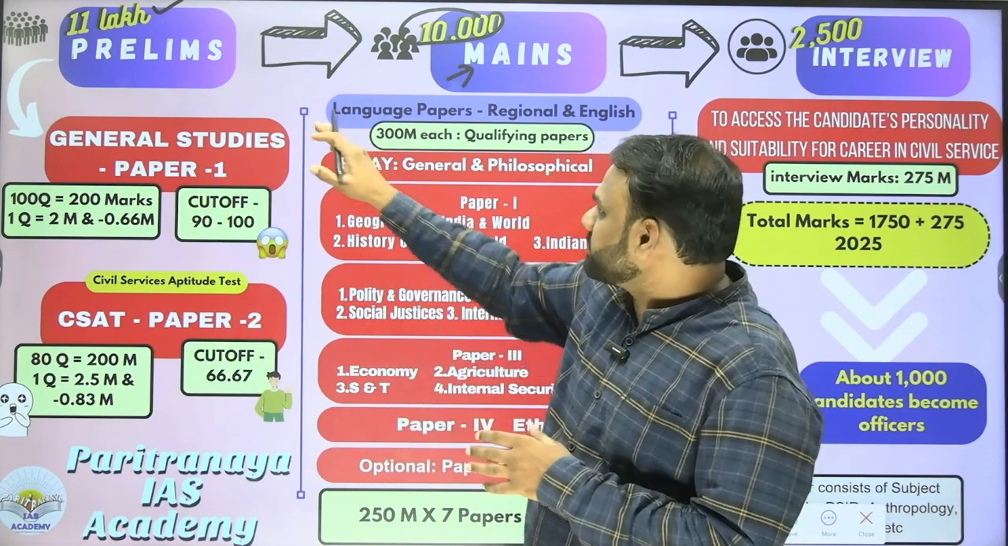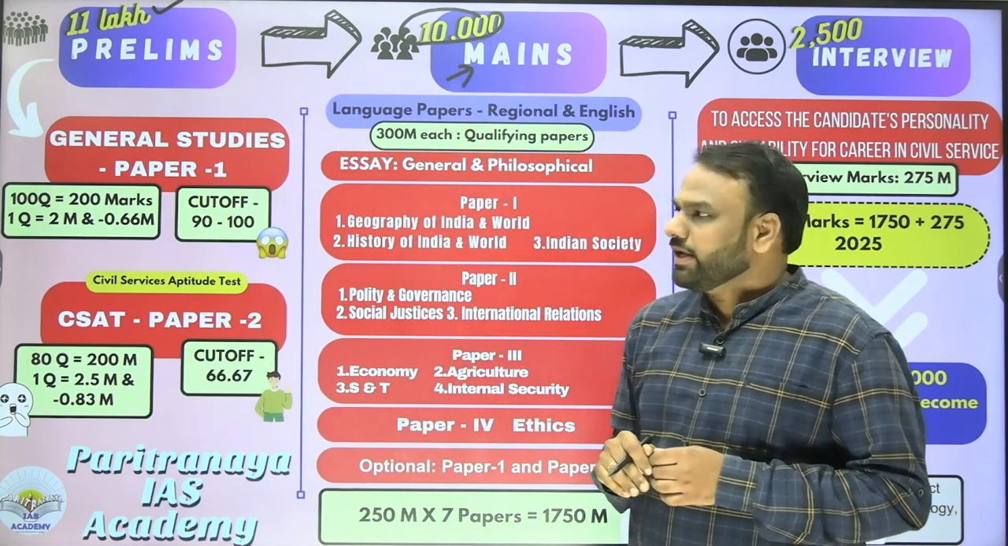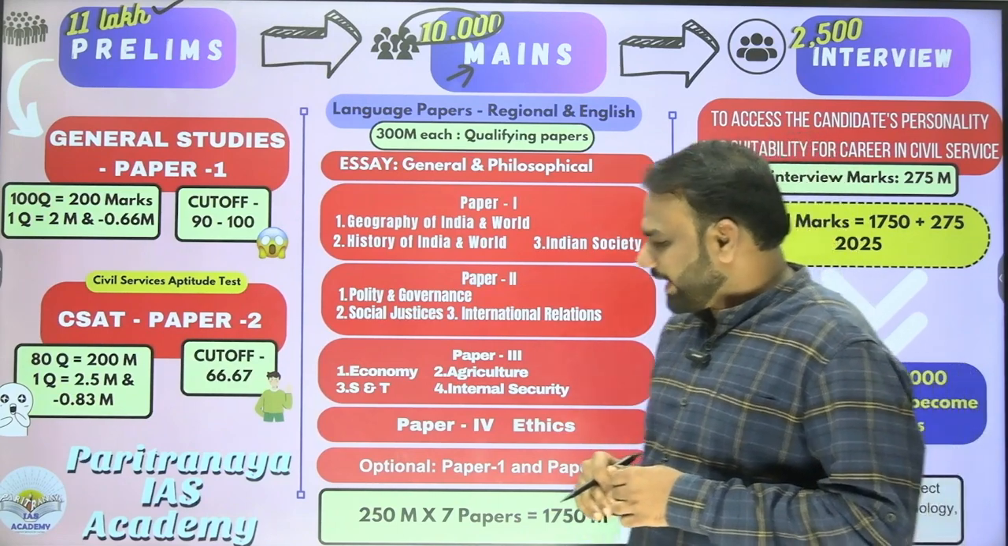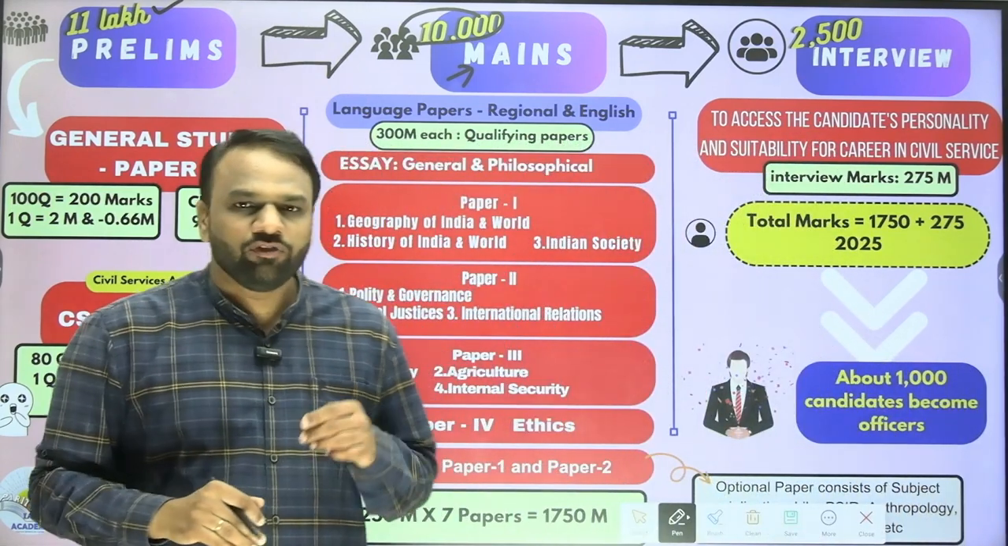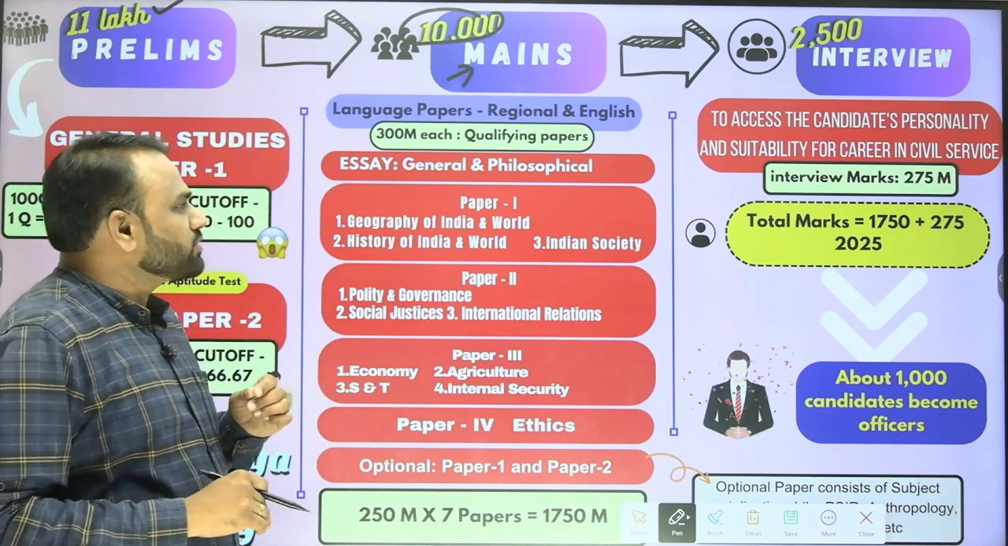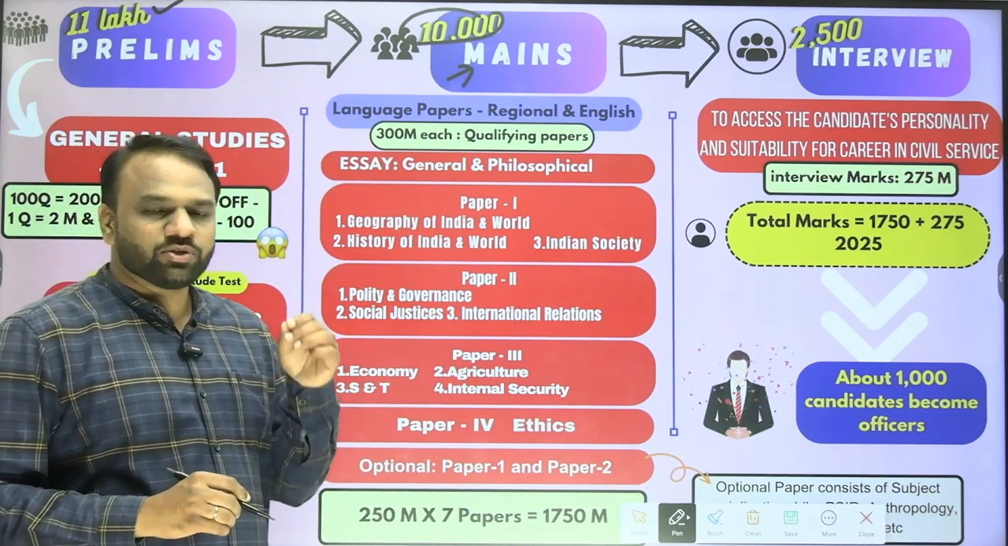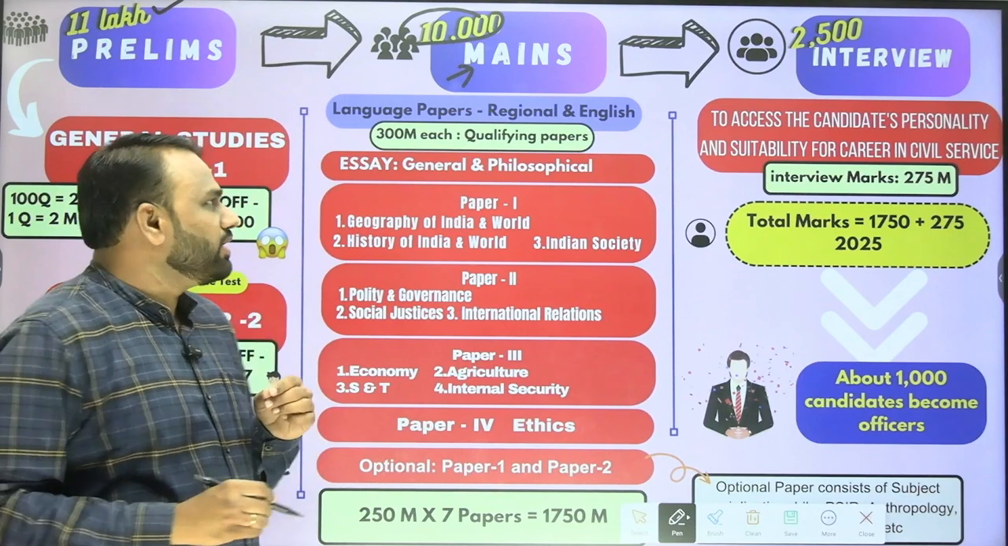So now after clearing prelims, they go to mains. In mains, they have to write 9 papers and all these papers are of subjective type. Subjective type means they have to write the answers. Each paper will be of 3 hours duration.